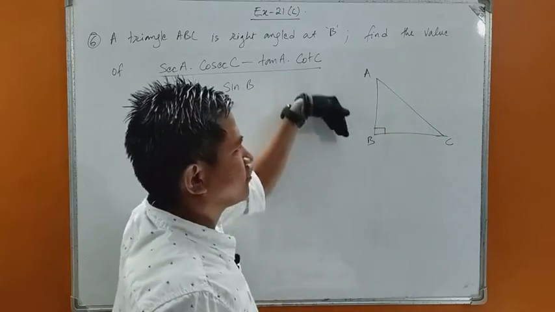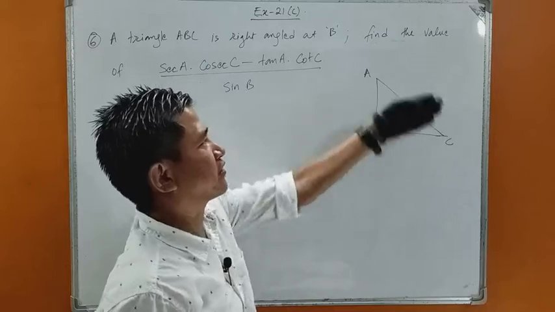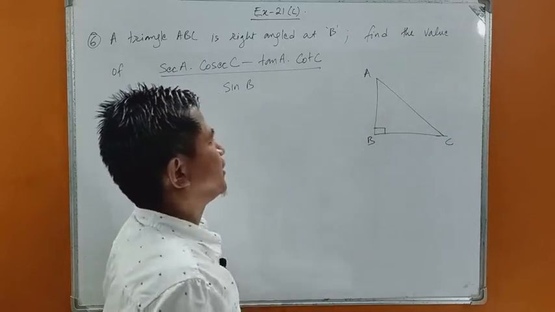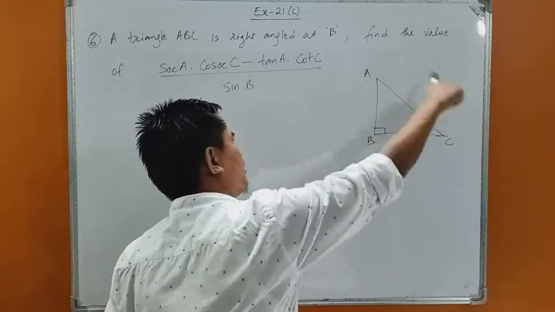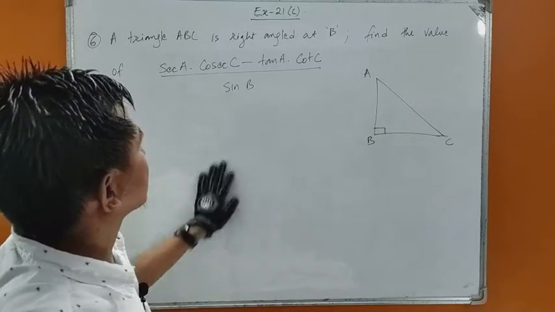While writing ABC, we must always write in the anti-clockwise direction, never in the clockwise direction. So if this is B, this must be C and this must be A, opposite to the direction of the clock.